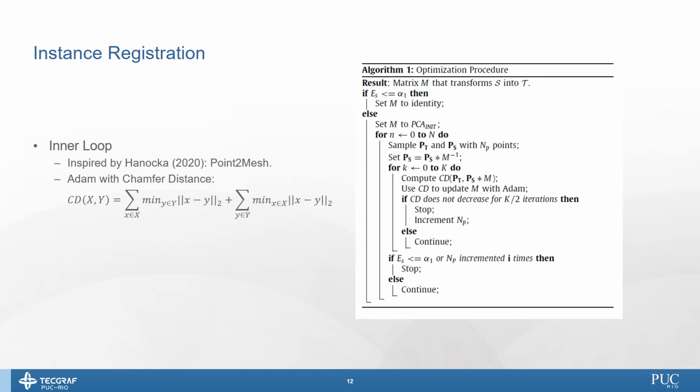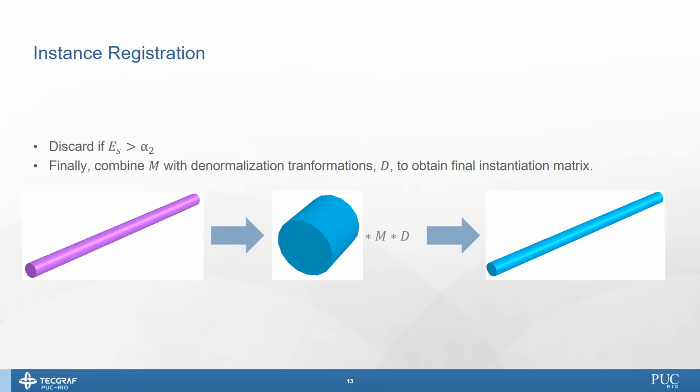At the end, we see if the surface error is greater than a threshold alpha 2. If so, we discard this instance and use the triangle mesh as itself in the model. If not, we combine M with the denormalization transformations and obtain a final instantiation matrix, which is used to instantiate the component using the reference mesh.